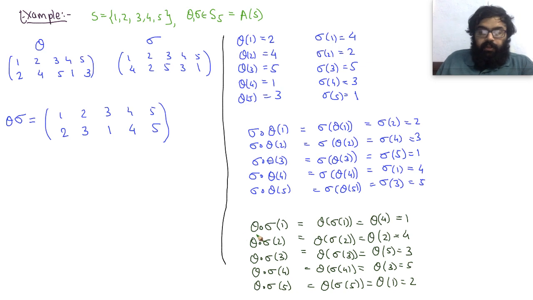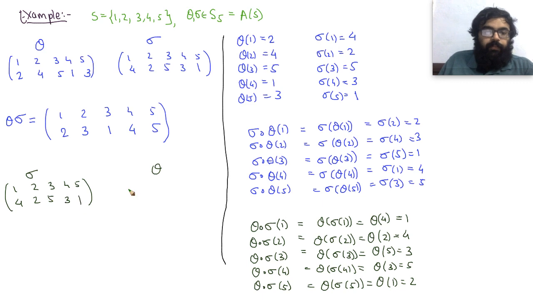Now, when we are computing sigma composition theta, on this side, if we write in place of permutation, we write sigma first and then we write theta. So let me write sigma 1, 2, 3, 4, 5. I copy this sigma here: 4, 2, 5, 3, 1. And here I write theta 1, 2, 3, 4, 5, and I copy this: 2, 4, 5, 1, 3. Remember, this is theta composition sigma, but in this composition sigma is applied first and then we apply theta.